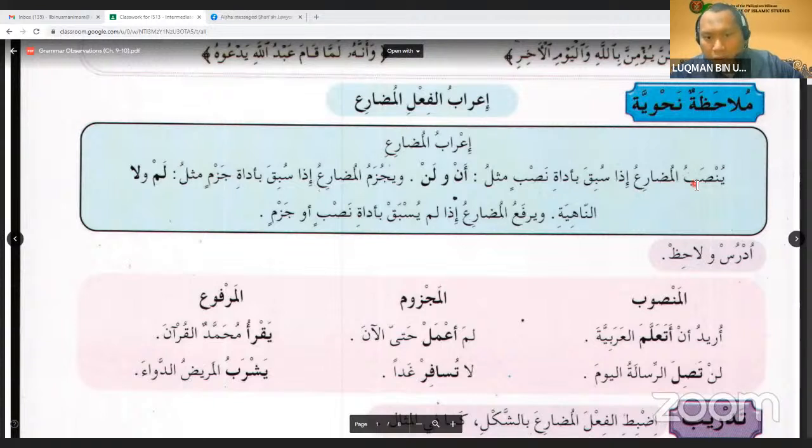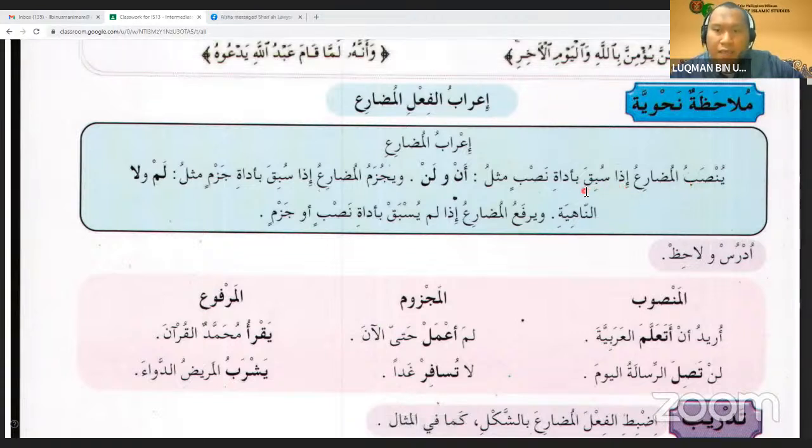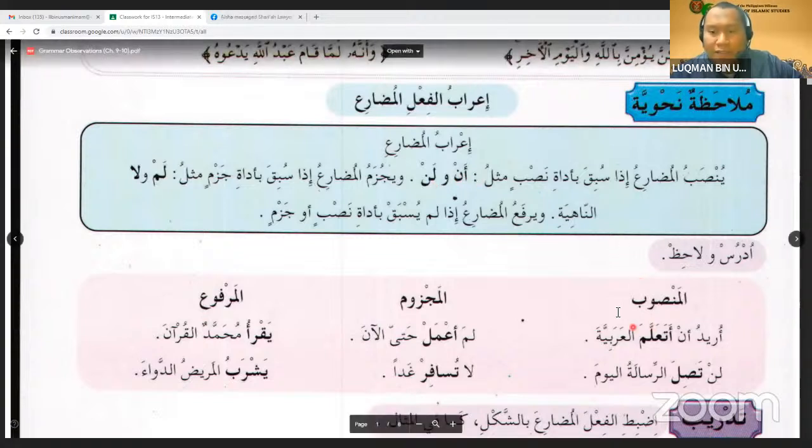We give it, or it is in the accusative case, إذا سبق بأداة نصب, if it is preceded by a tool of nasb like an and lan. We will give examples later.